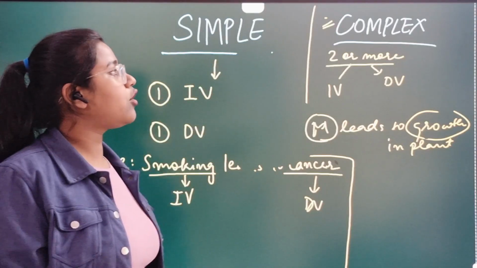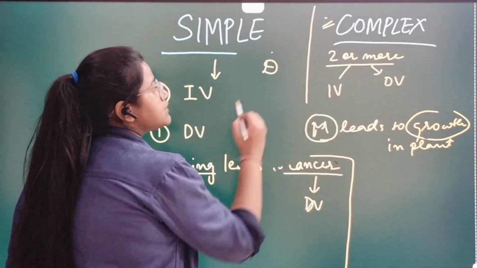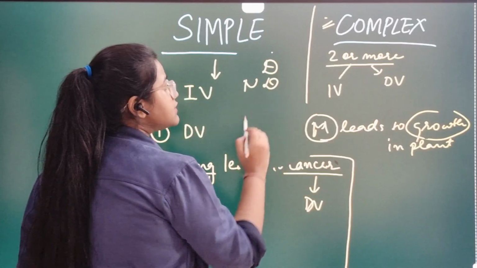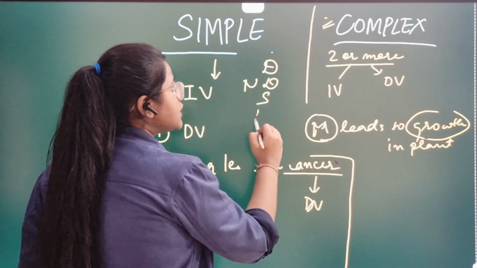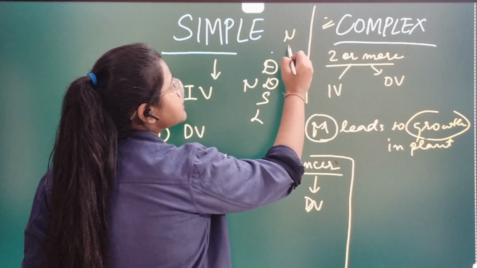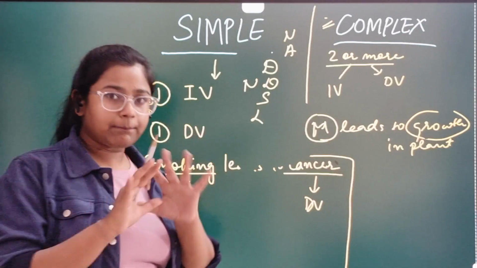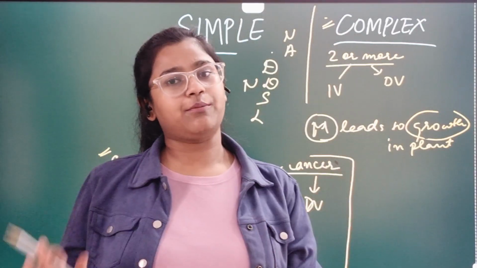Apart from simple and complex hypothesis, yesterday we did directional hypothesis, non-directional hypothesis, statistical hypothesis, logical hypothesis, and our very main null hypothesis and alternate hypothesis. So this completes the types of hypothesis topic.